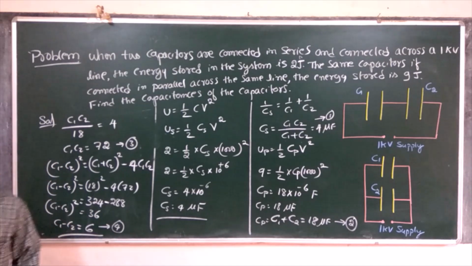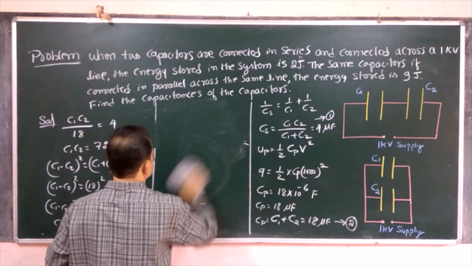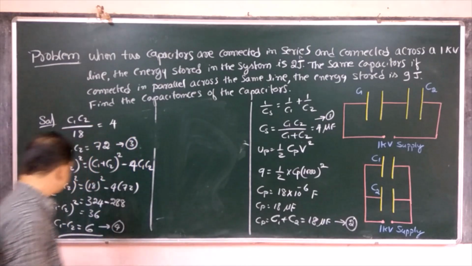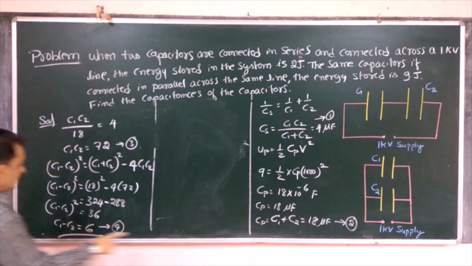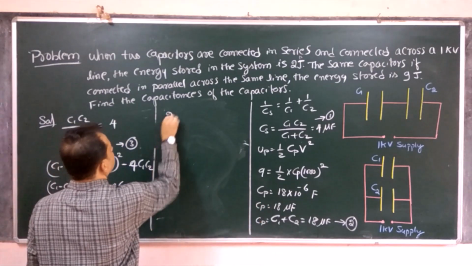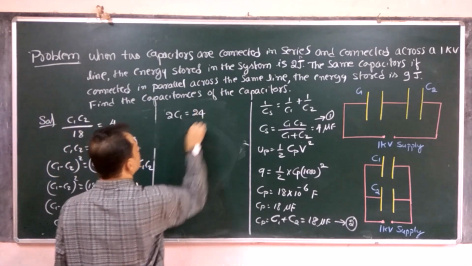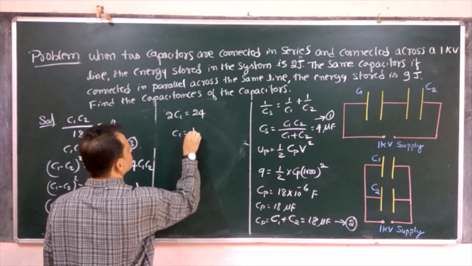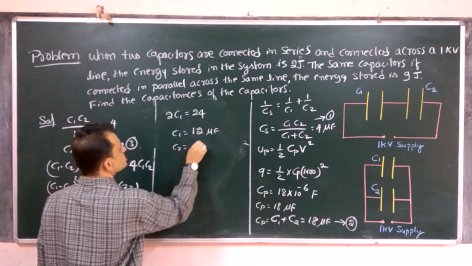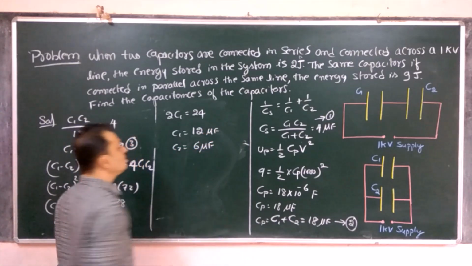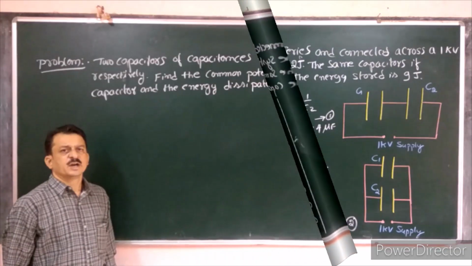So if we call this as 4, solve 3 and 4. Equation 3 and equation 4, if we solve, what we will get, just adding those two equations. So if you add second equation and fourth equation, I will get 2C1 is equal to 18 plus 6, it is 24. Therefore C1 is equal to 12 microfarad. Obviously C2 is equal to 6 microfarad. So like this we are going to work out.